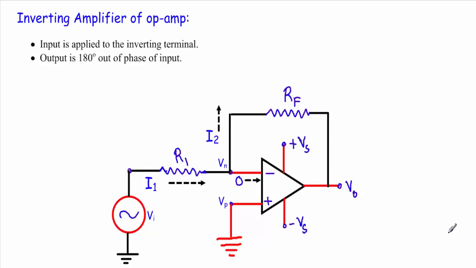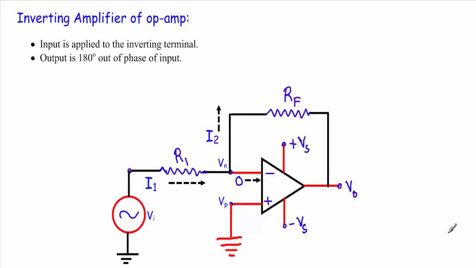While discussing the transfer characteristics of an operational amplifier, I told you that an operational amplifier has three regions of operation: positive saturation and negative saturation regions. In between there is a linear region.